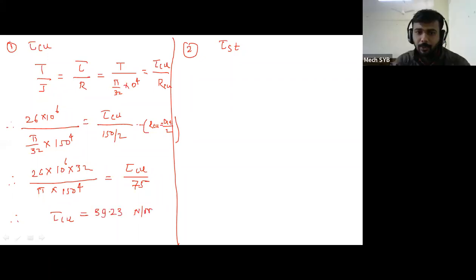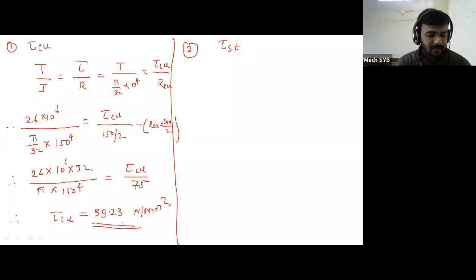39.23 Newton per mm square. Please check your calculation. Those who are calculating, send your answers in the chat box. Simple formula we have to use. That is our torsion formula: T upon J is equal to tau upon R. J theta by L is not important here because the theta value is not mentioned; that theta value we have to calculate. What is your answer? Please send your answers in the chat box.